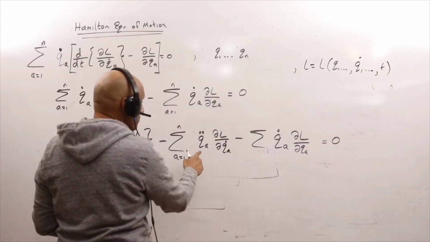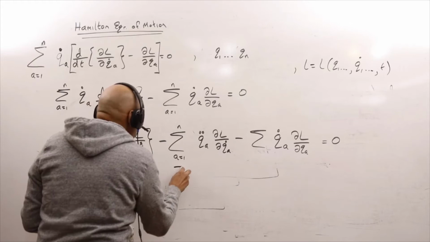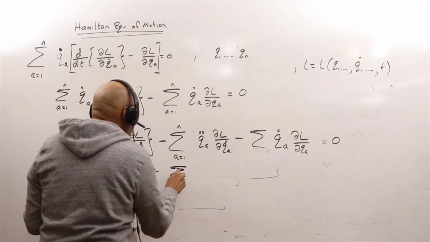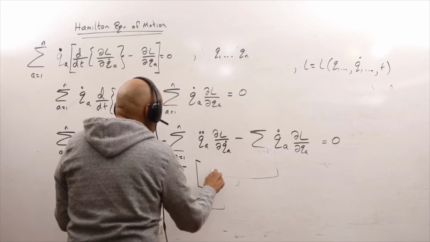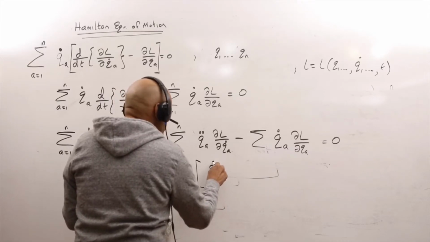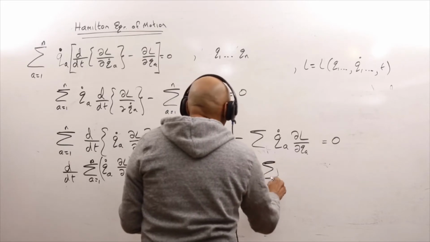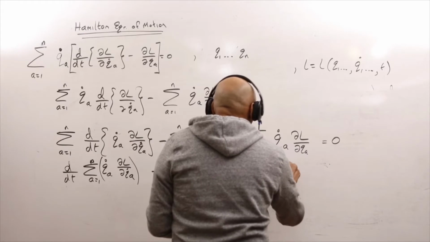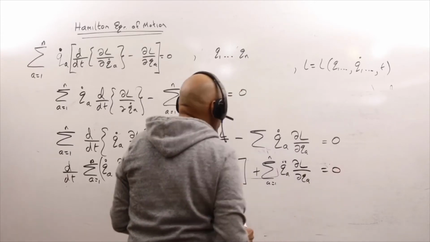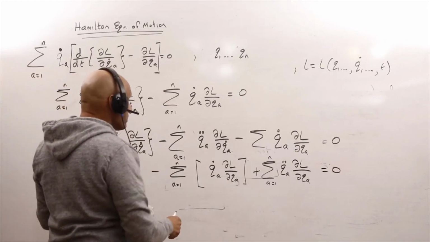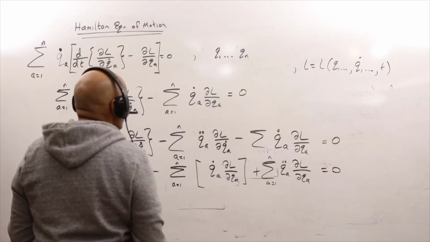If you look at this, we can apply the chain rule to this equation right over here, and we can see that this is actually equal to, let me pull out this, a summation from a to n of Q dot a times the partial of L with respect to Q a, and then there is a term which is Q a double dot times the partial of L with respect to Q dot a, taken from 1 to n, and that's equal to 0. So this looks like the chain rule, right? Remember, this is actually like the partial of L.